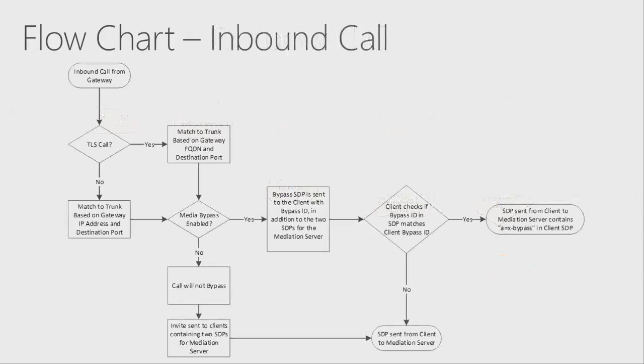So an inbound call. Well, with an inbound call, we do it differently because we know it's an inbound call to us. That initial invite has the IP address of where that media is coming from and where we have to send media to. But the first thing to look at is, is this a TLS call? If it is a TLS call, we match the trunk based on the FQDN and the port. If it's not, we match the trunk based on the gateway IP address.